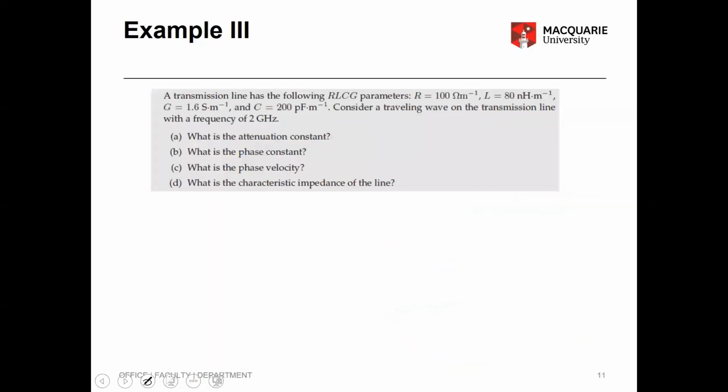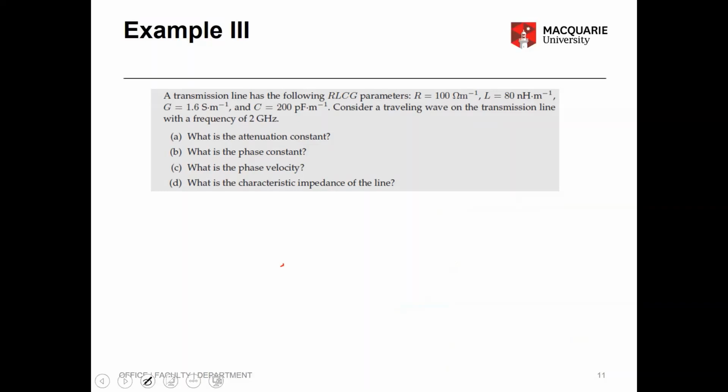Now we've done that. So the next example: a transmission line has the following RLCG parameters. R is 100 ohms per meter, and L, G, and C are given. Consider a traveling wave on the transmission line with a frequency of 2 GHz. This is quite straightforward.